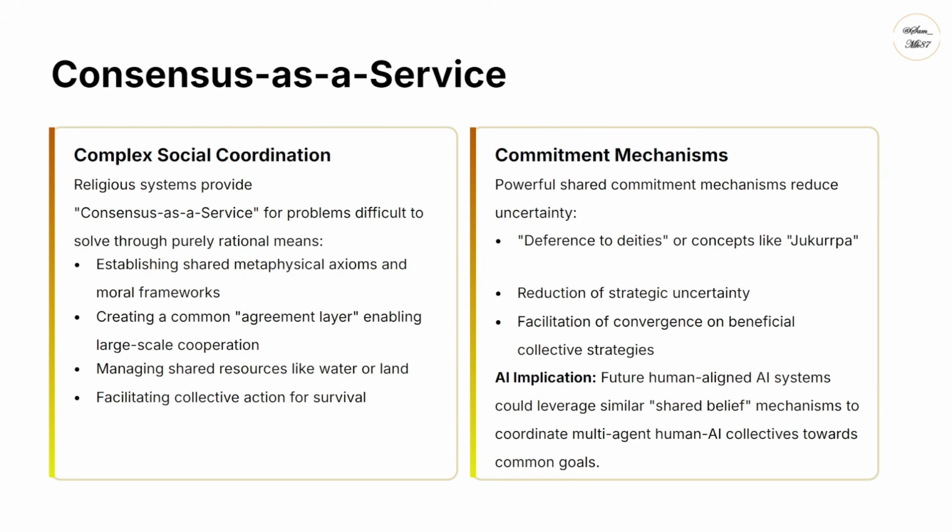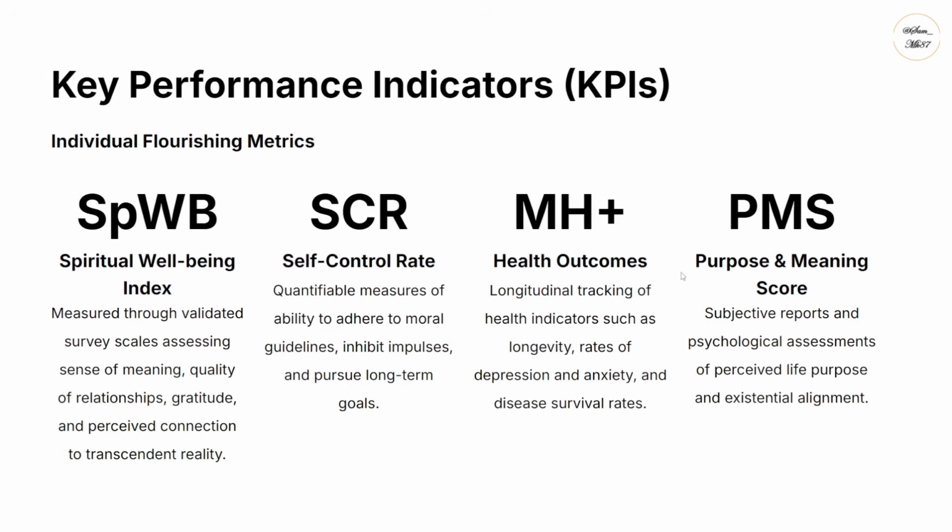For AI systems, the implication is profound. As we move toward multi-agent systems involving both humans and AI, we need shared belief mechanisms, not in a religious sense, but also in the form of common principles. Here, it's more around some of these KPIs. Any system, when it comes to evaluating the system, we have this concept of KPI. For religious systems, the same thing. We have metrics like the spiritual well-being index, which captures subjective experience of spiritual health, such as inner peace, connection to a higher purpose, and a sense of belonging.